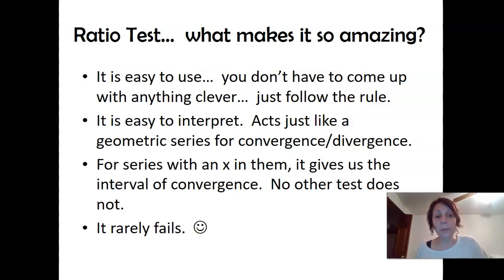So I always say that if they ask you for an interval of convergence, one of two things is happening. Either it's geometric, or you're supposed to be using the ratio test. Now, if you use the ratio test on a geometric series, it'll still work. It'll still give you the convergence. It's just a little more work than needs to be.